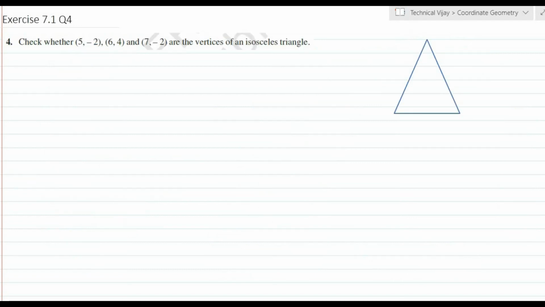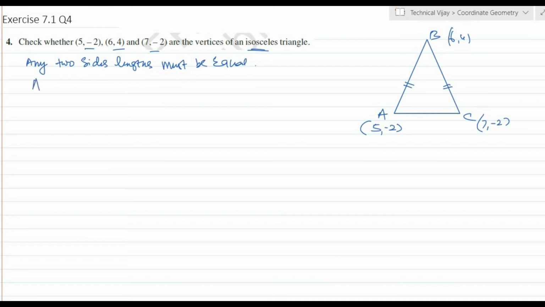Here, check whether these are the vertices of an isosceles triangle. Isosceles triangle means what? Two sides are equal. So now we will consider this triangle ABC. The condition for an isosceles triangle is that any two sides, among AB, AC and BC, must be equal: AB and BC, or AB and AC, or AC and BC. Only then can we declare that these coordinates are the vertices of an isosceles triangle. Otherwise these are not the vertices of an isosceles triangle.